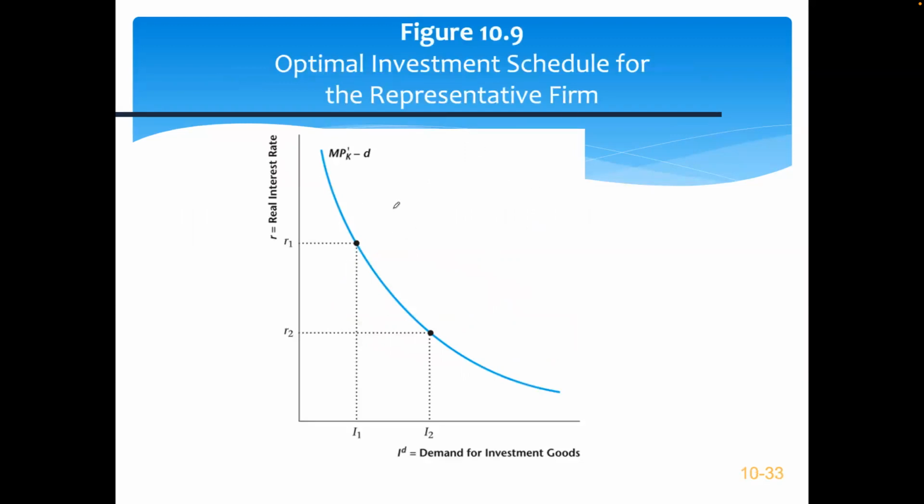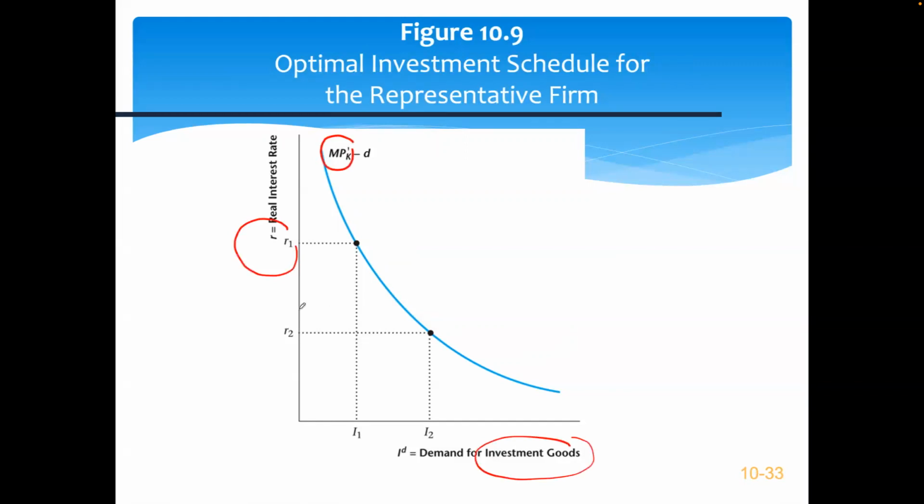Now, given this firm's investment decision, we can have an optimal investment schedule for the representative firm, or in other words, this curve is going to tell you how firms choose the amount of investment goods they're going to demand depending on the interest rate. How do we understand why this is a downward slope? This is pretty much similar to the labor demand. Okay, remember, marginal productivity is decreasing both for capital and labor.